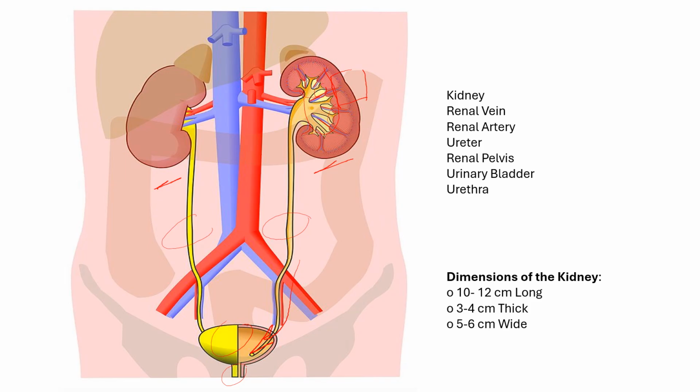Each kidney gets blood supply through a single renal artery from the abdominal aorta. Sometimes you can find accessory renal arteries, but usually it is a single renal artery. And it drains through a renal vein into the inferior vena cava. Dimensions of the kidney: the length of the kidney is about 10 to 12 centimeters long. The thickness is 3 to 4 centimeters, and it is 5 to 6 centimeters wide.